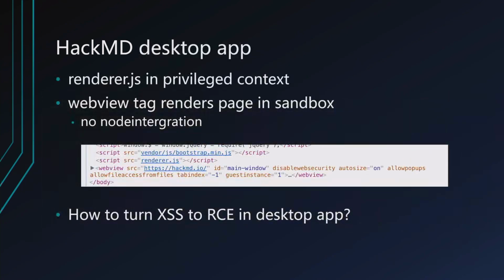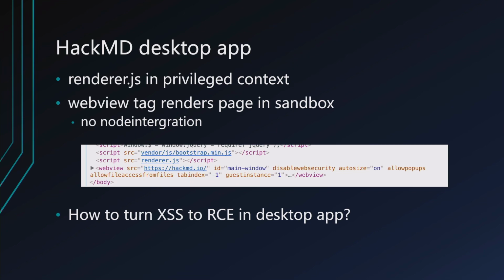And we found there is also a desktop application for HackMD. There are two elements. One is a script element for render.js, which executes in a privileged context. And a web view tag renders the user page. There is no node integration. So how do we turn our cross-site scripting in the web view tag into RCE in the desktop application?